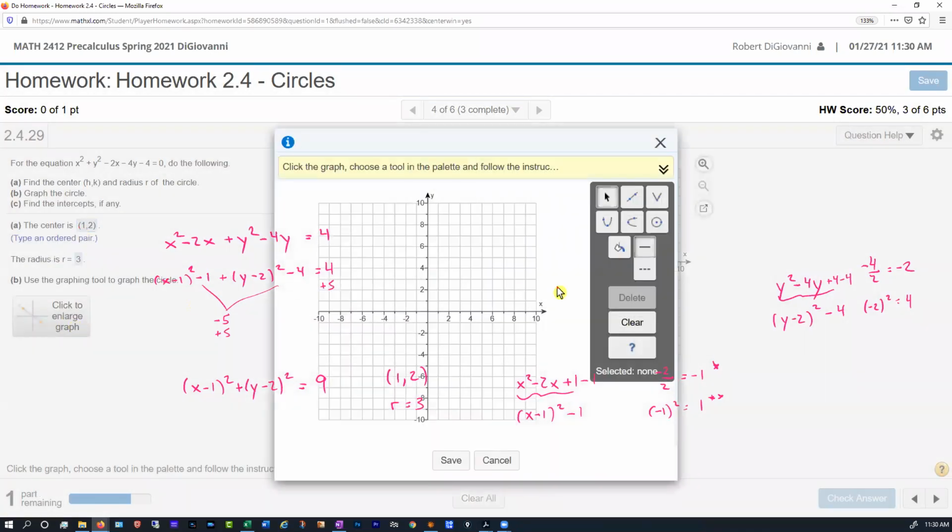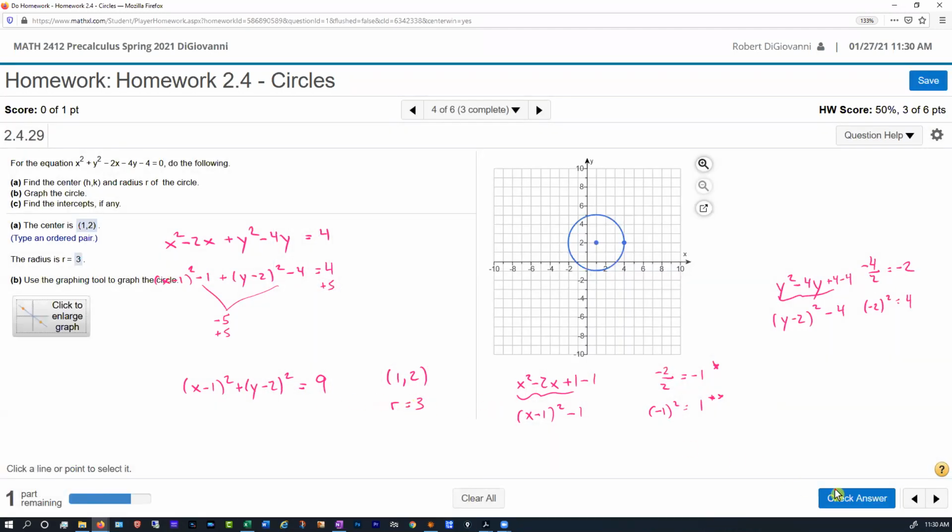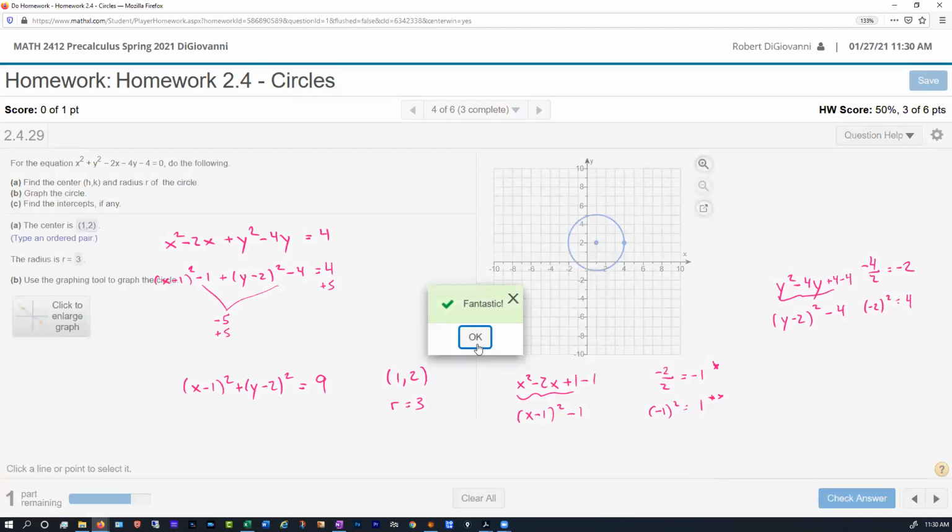And then the graph, so the center was 1, 2. So I'm going to go to the right one, up 2. And then go out, let's see, 1, 2, 3. There we go, that should be it. Hope I'm not working too fast here. That's it.